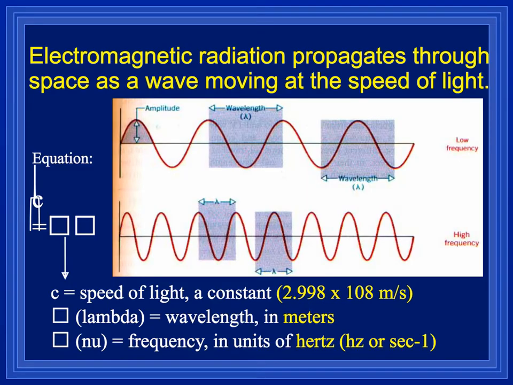So I like this picture here. On the top here, we can see that we've got a longer wavelength, but we have a low frequency. On the other hand, we have a smaller wavelength here, but we have a higher frequency. Again, the number of peaks per given distance.